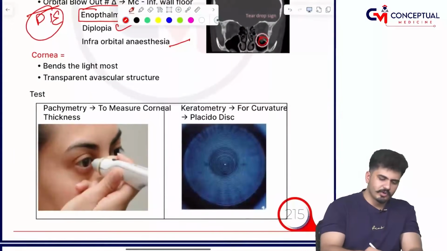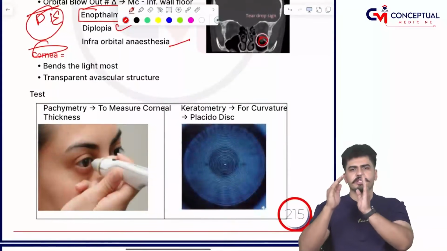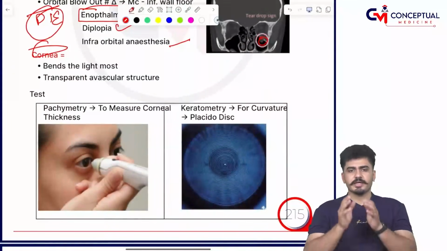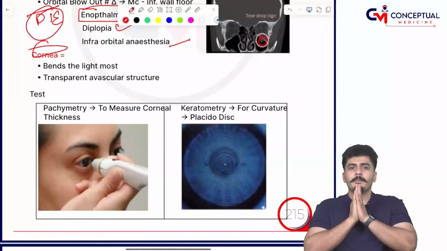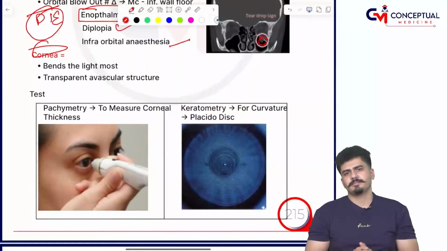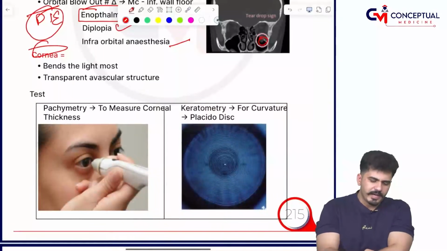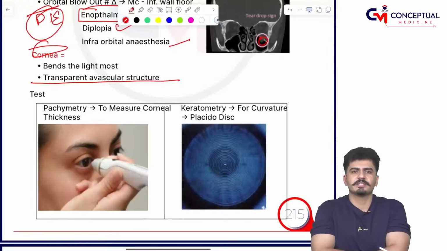Now coming to the next, which is cornea. Cornea is an avascular structure, present on the outer side. This avascular structure is responsible for bending of the light. Bending of the light. Very important. And this is a transparent avascular structure.